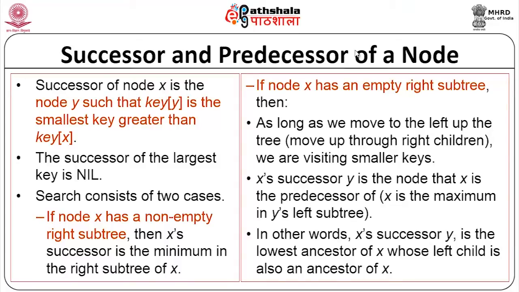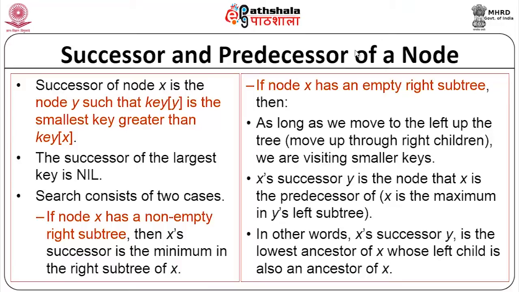On the other hand, if x has an empty right subtree, then you have to move up the tree, moving through the right children, where we are visiting smaller keys. In other words, x's successor y is the lowest ancestor of x whose left child is also an ancestor of x. So if the node has an empty right subtree, you move up the tree, and going up the tree we are visiting the smaller keys.